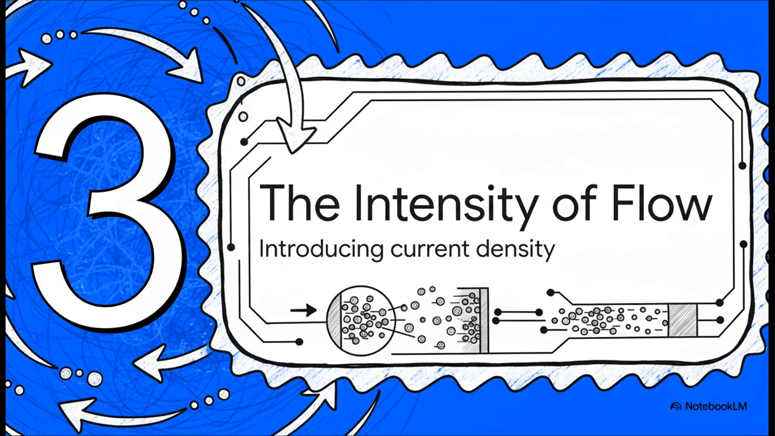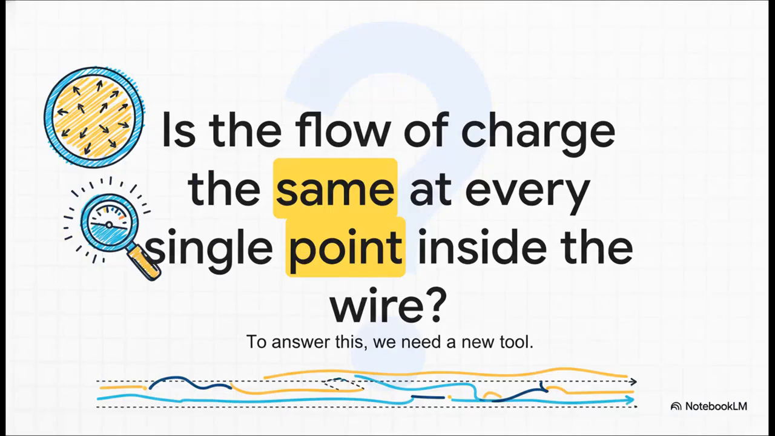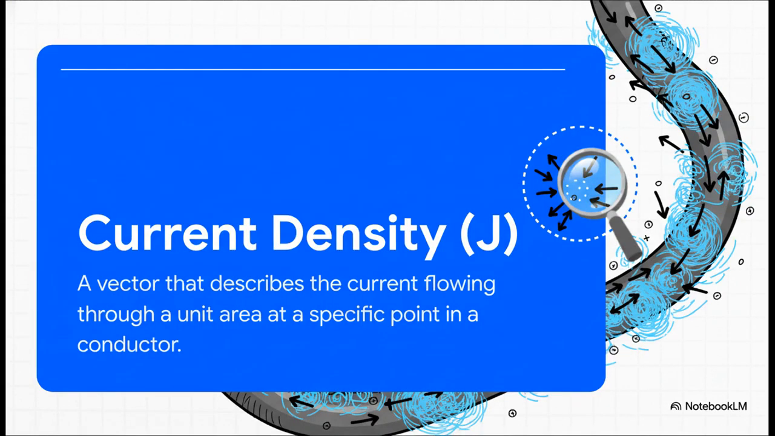So, knowing the total current is great for the big picture, but sometimes we need a much more detailed, almost microscopic view of what's happening with that flow. I mean, think about it. Is the flow of electrons perfectly even all the way across the wire? Or is it maybe more crowded in the middle, or maybe closer to the edges? To answer questions like that, we're going to need a new tool. And that new tool is called current density. We use the letter J for this one.